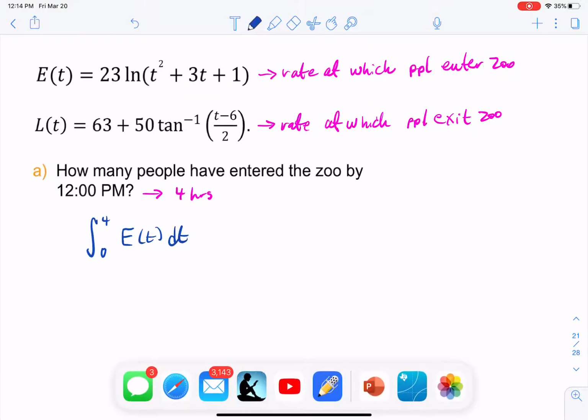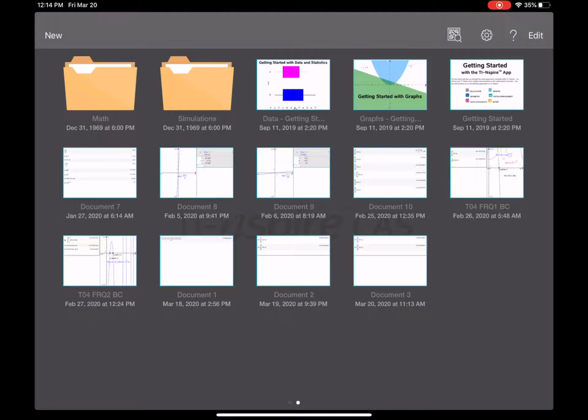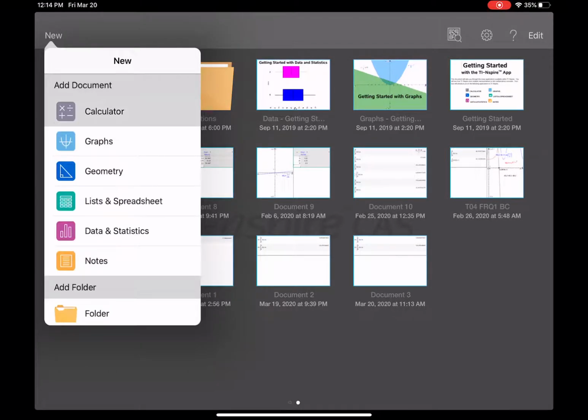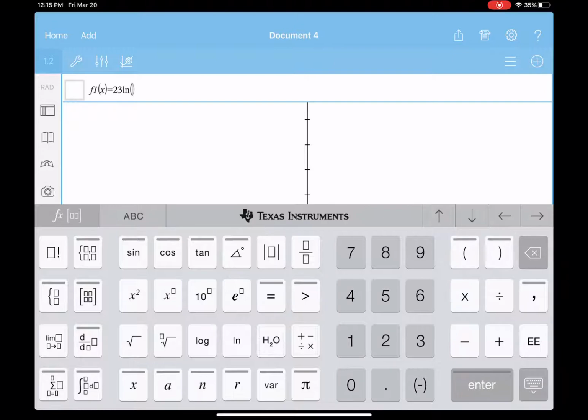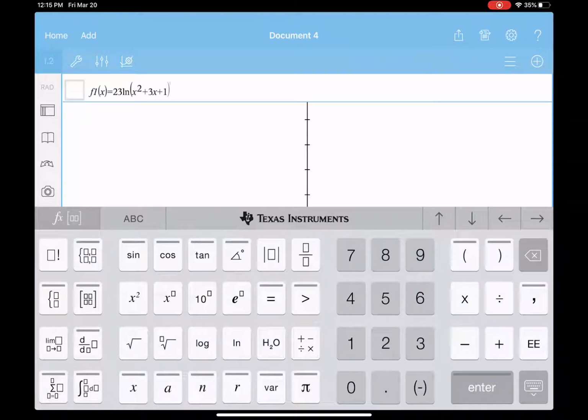So pull up the calculator here, and I'm actually going to start a new document. And I'll go to a calculator screen, and then I'm going to add in a graph screen because that's where I'm going to type both of these equations in. So we've got 23 natural log, and inside the parentheses we've got t squared, so we'll make it x squared plus 3x plus 1. And while I'm at it, I might as well just add the next one into it. Let me double check to make sure that's typed in correctly. Okay, hit enter on that one.